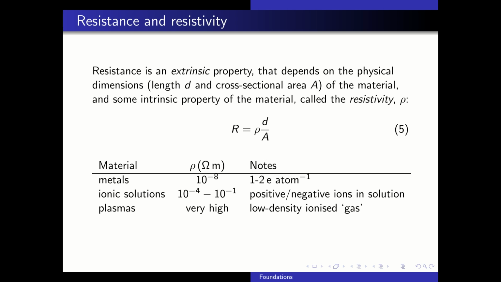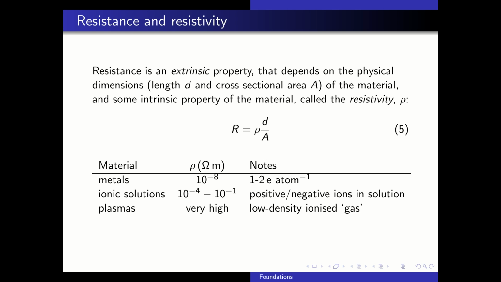Now, just to give you a little bit of feel for what these resistivity numbers look like, good conductors, metals, typically have resistivities on the order of 10 to the negative 8th ohm meters, so very small resistivities, and therefore very small resistances. In a conductor, each atom basically contributes on the order of 1 to 2 electrons per atom in a metallic conductor.